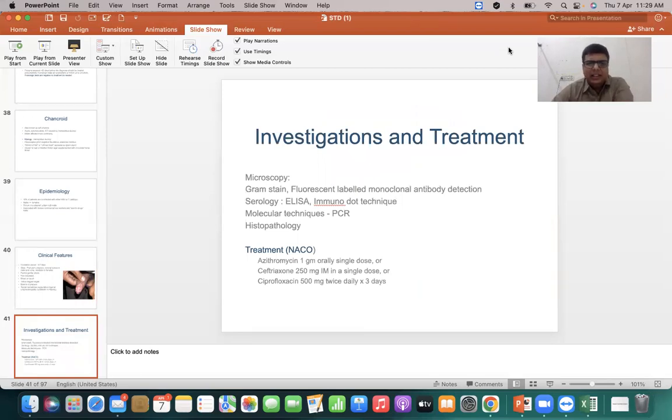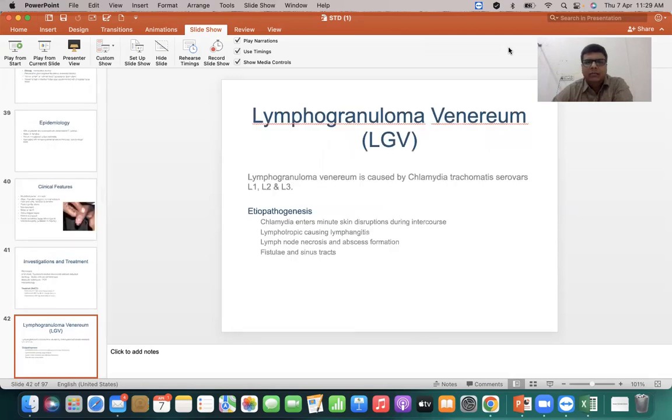What are the investigations and treatment? Investigations are Gram stain and fluorescent labeled monoclonal antibody detection. In serology, ELISA, immunodot technique, PCR, and histopathology can be done. Treatment is azithromycin single 1 gram dose, or ceftriaxone 250 milligram single intramuscular injection, or ciprofloxacin 500 milligram twice daily for 3 days. Now we'll study lymphogranuloma venereum.